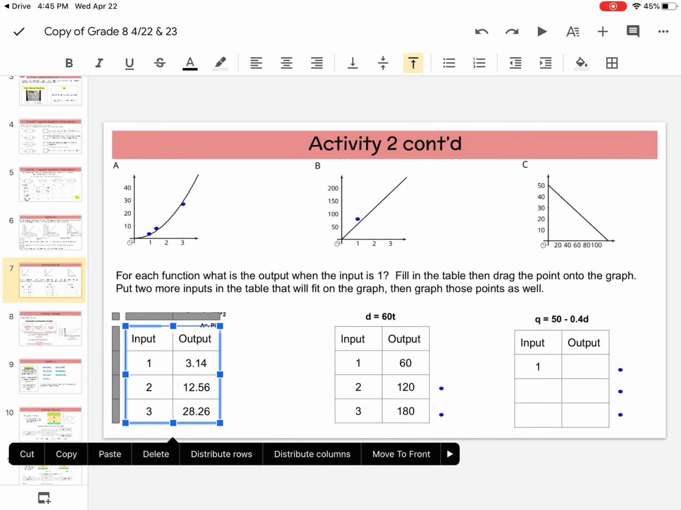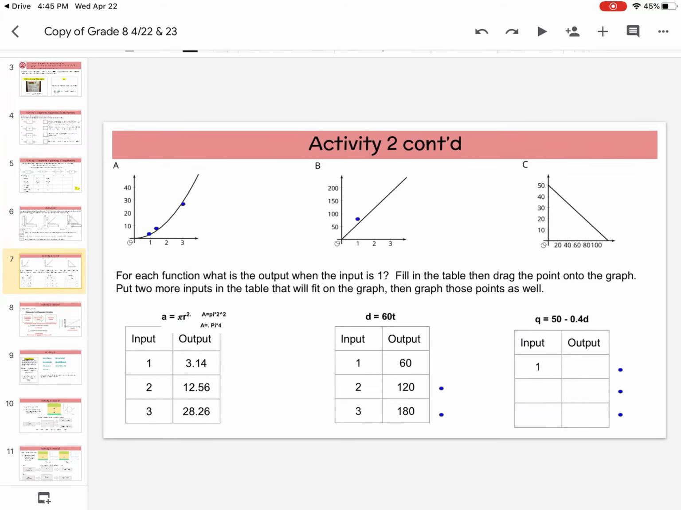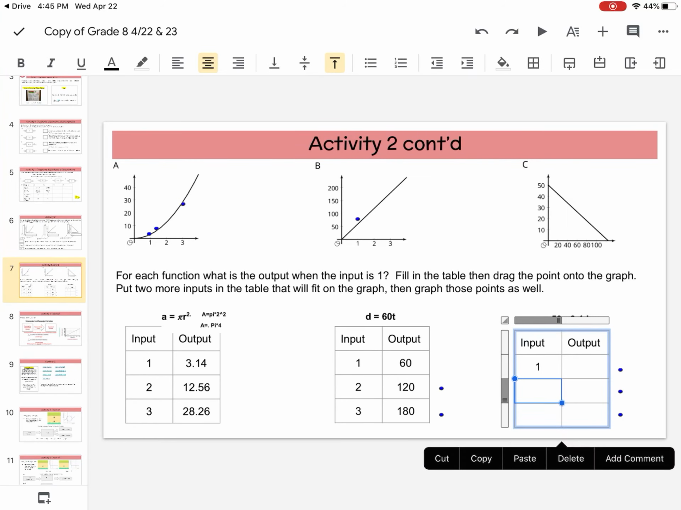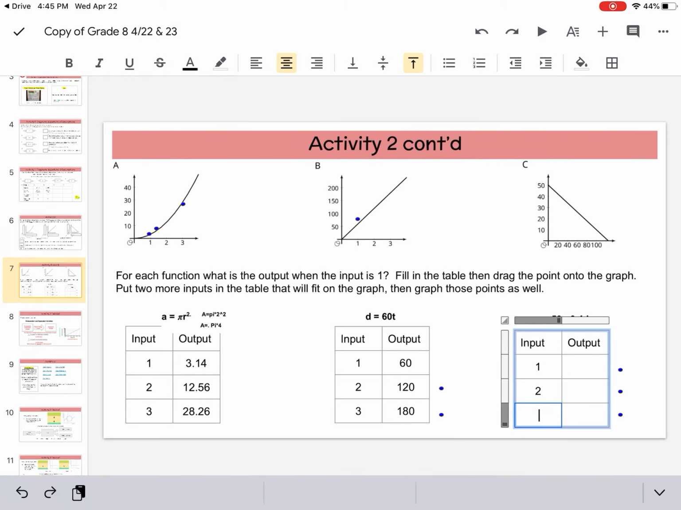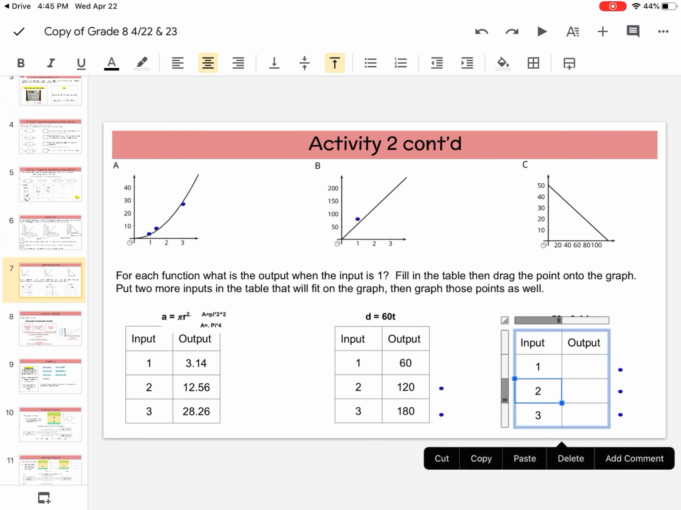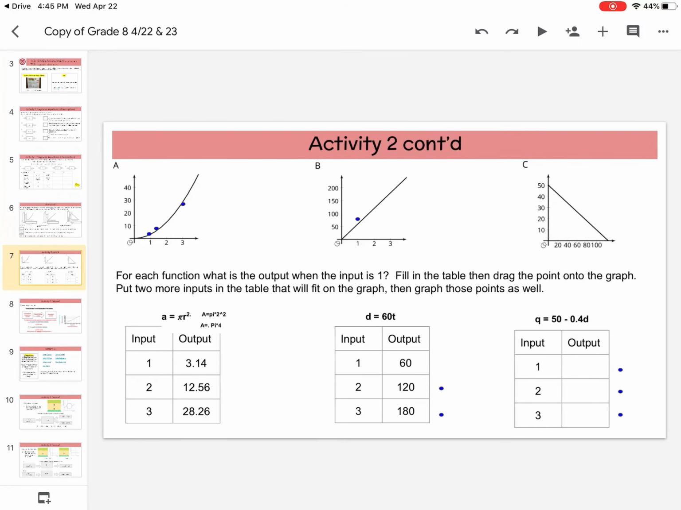So what you need to do on this last equation over here, this last box over here, the expectation is that you're going to pick some inputs. So it gave you 1, I'm going to say 2, and I'm going to say 3. Okay, so then you're going to take each of these inputs and you're going to plug them into the equation. So you're going to plug that 1 in for D and you're going to solve it. Okay, so once you fill in your last table over here, what these little dots over here are you need to take them and you need to place them on the graph where they would belong, right?